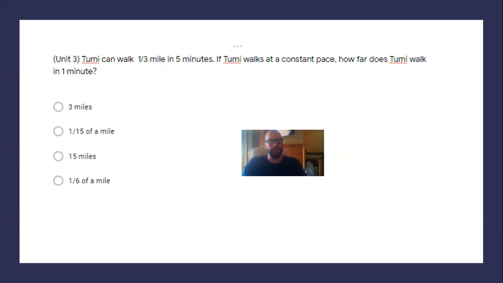Sorry, that was bad. Tumi can walk 1/3 of a mile in 5 minutes. If Tumi walks at a constant pace, how far does she walk in only 1 minute? 1 minute is only 1/5 of 5. So you want to figure out 1/5 of a third. Multiply numerators. 1 times 1 is 1. Multiply denominators. 5 times 3 is 15. And it's 1/15, folks.